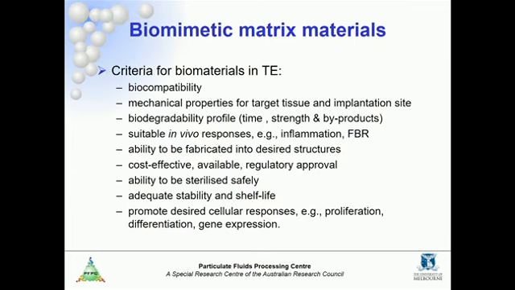So some criteria for biomaterials specific to tissue engineering. We want our materials to be biocompatible for the application that we plan to use them in. So we need to think about what tests we should do to see if that is a valid claim. They need to have mechanical properties that are suitable for our target tissue and the implantation site.